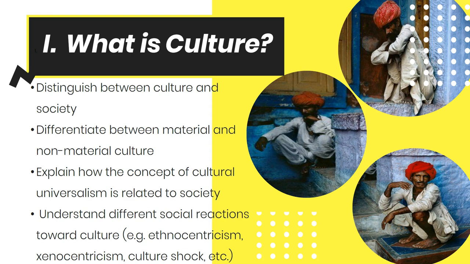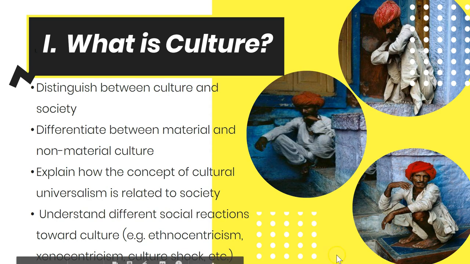This is one system of classification that sociologists use to categorize different cultures. Then we'll also understand how the concept of cultural universalism is related to society. And last but not least, we'll also understand different social reactions toward culture, such as ethnocentrism, xenocentrism, culture shock, and cultural relativism. So let's jump into it.